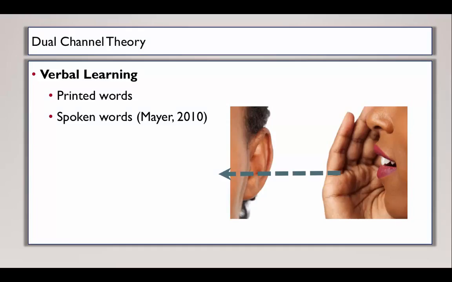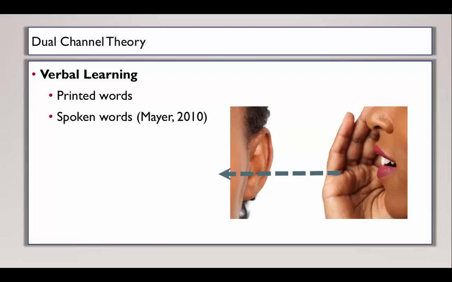Now I'm going to discuss the key elements of the cognitive theory of multimedia learning. The dual channel theory suggests two distinct channels in the human information processing system. One of these channels processes information presented in a visual or pictorial format, while the other processes information presented in an auditory or verbal format.